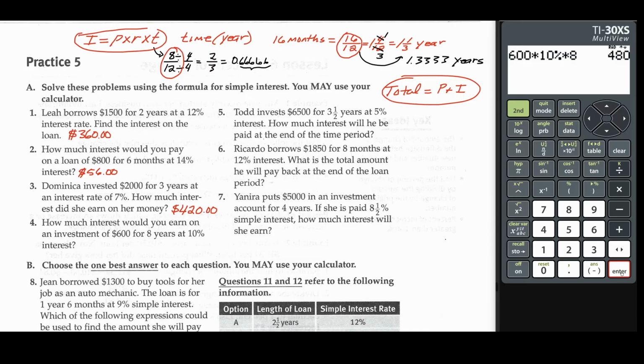Okay, write 480 right there. Okay, dollar sign 480.